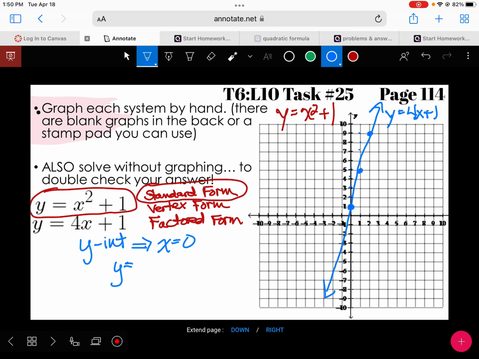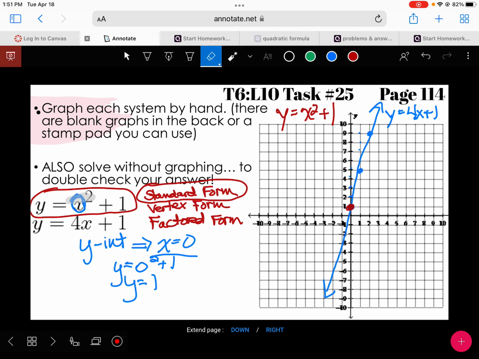What is the y-intercept if I substitute 0 in for x? What do I get? When I substitute 0 right here in for x, what do I get from my y-coordinate or my y-intercept? 1. 0 squared is 0. 0 plus 1 is 1. So y is equal to 1. All that's telling me is that is the y-intercept.